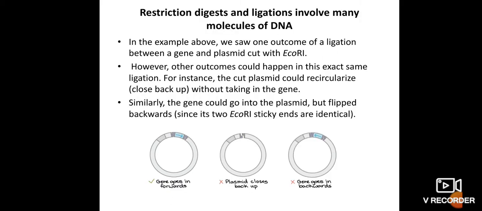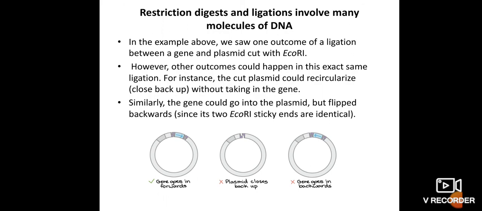Now, restriction digests and ligations involve many molecules of DNA. So, in this example, we saw one outcome of a ligation between a gene and a plasmid cut with EcoRI. However, other outcomes could happen in this exact same ligation. For example, the cut plasmid could recircularize, close back up without taking our gene of interest. This can happen.